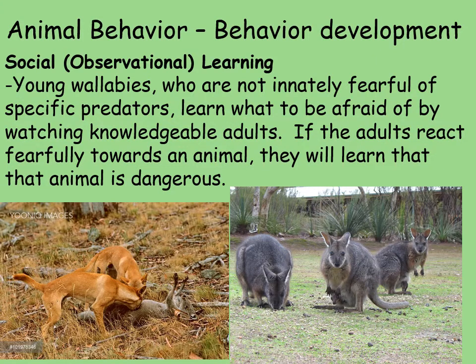So here's another case. Young wallabies are not innately fearful of specific predators. So they're not born with the ability to avoid specific predatory animals. They learn what to be afraid of by observing knowledgeable adults. So if they see adults reacting fearfully towards an animal, they will learn that that animal is dangerous.